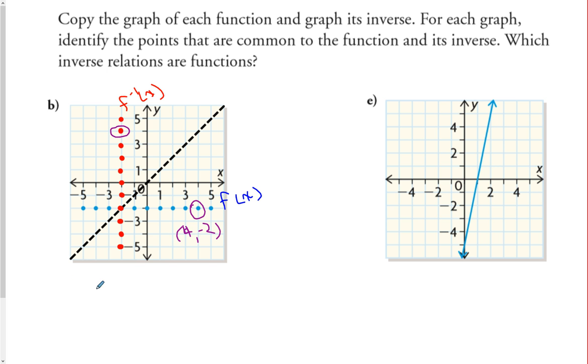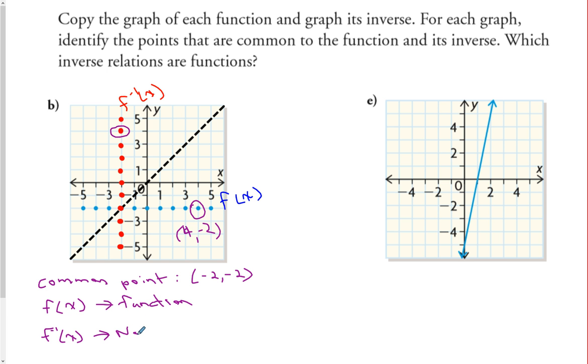Okay, now let's say what we know about this. Common points. I do see a common point. It is right on the line. Anything that appears on that line will always be a common point. And are they functions? Well, do they pass the vertical line test? F of x does. It's a function. The inverse does not. It doesn't pass the vertical line test, so it's not a function.